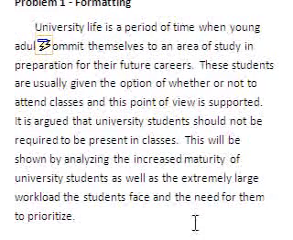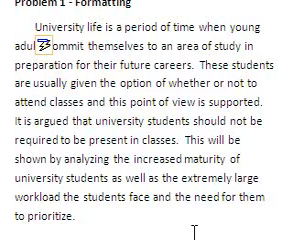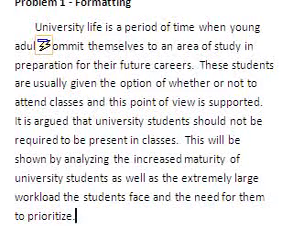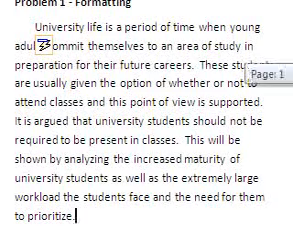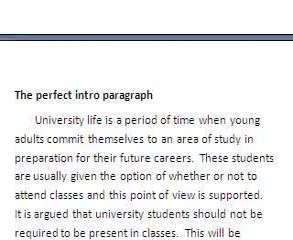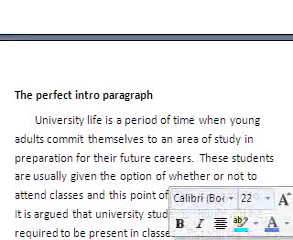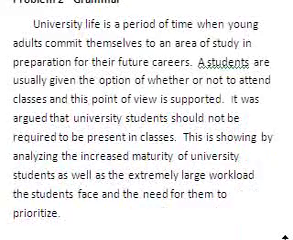So now if we look at that paragraph from start to finish, it is formatted properly, and everything with it is fine. Now another problem is of course grammar.